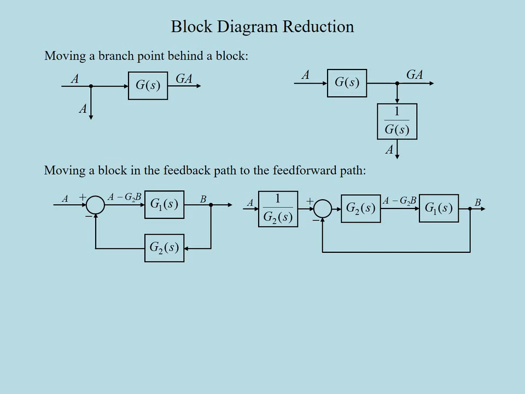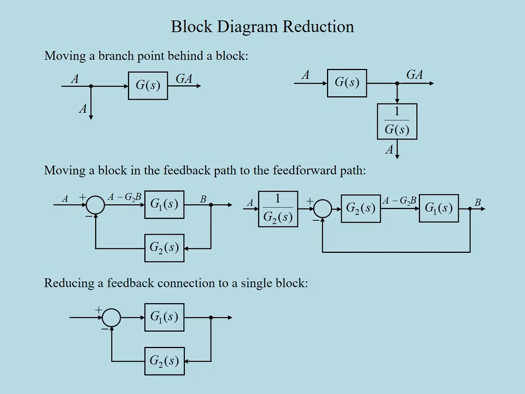Lastly, remember that we have derived the transfer function of a closed-loop system. So whenever we have a feedback loop with the feed-forward path as G1 and the feedback path as G2, we know that we can reduce it to a single block described by the transfer function G1 divided by 1 plus G1 G2. Note that in all such manipulations, the key principle is to keep the same input-output relationships in the subsystem that you are replacing.